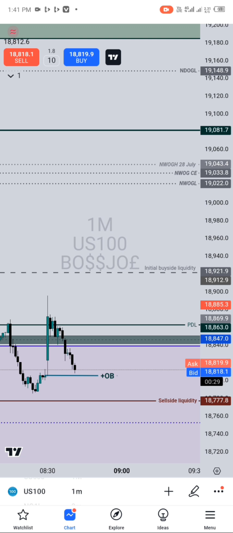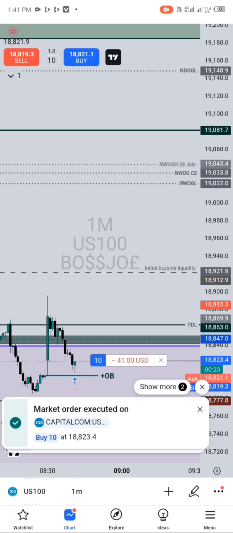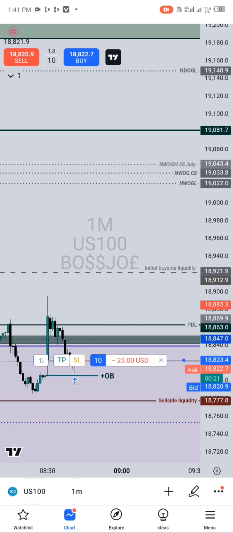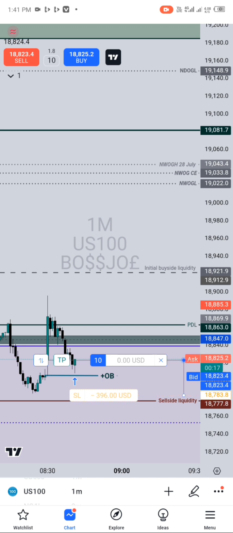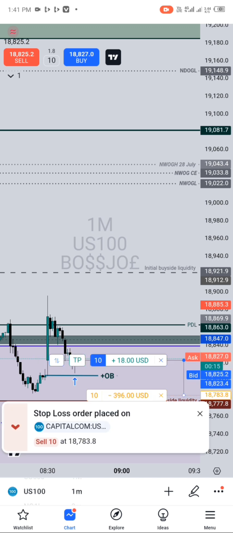Watch. That was what prompts me to say, okay, maybe the price is ready for me. I had to place my buy order, put stop loss below that swing low, anticipating buy side liquidity.